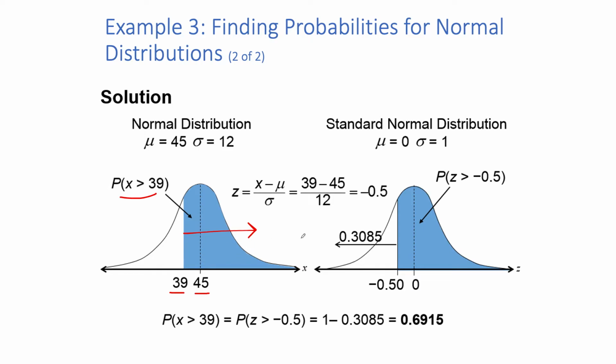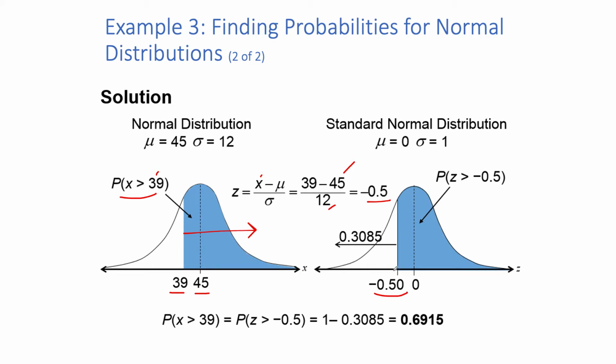We can't find this area directly. So what do we do? We first transform it into its z-score. So we start with x, 39. Mean is 45, standard deviation is 12, so that's negative 0.5. So the value of 39 on the z-axis for this distribution corresponds to a z-score of negative 0.5. Okay. So far so good. We just applied the z-score transformation to it.